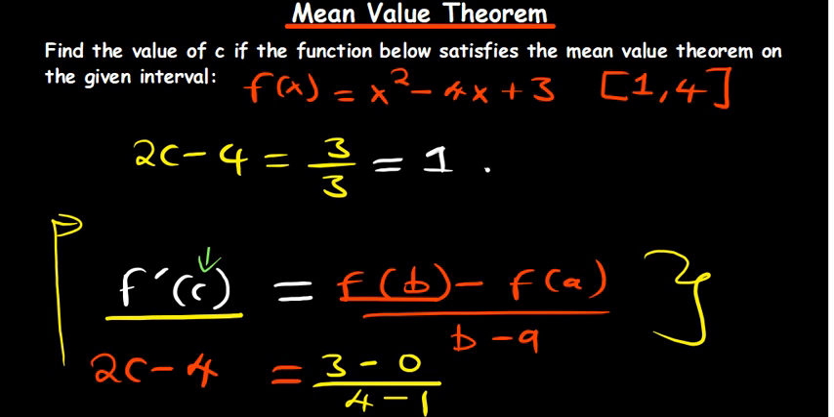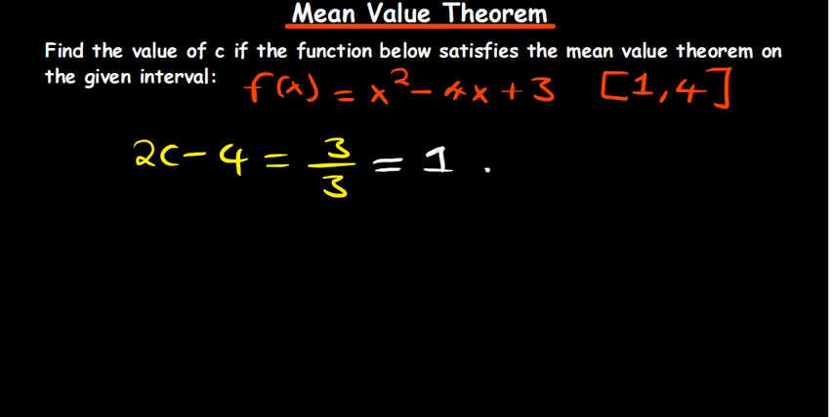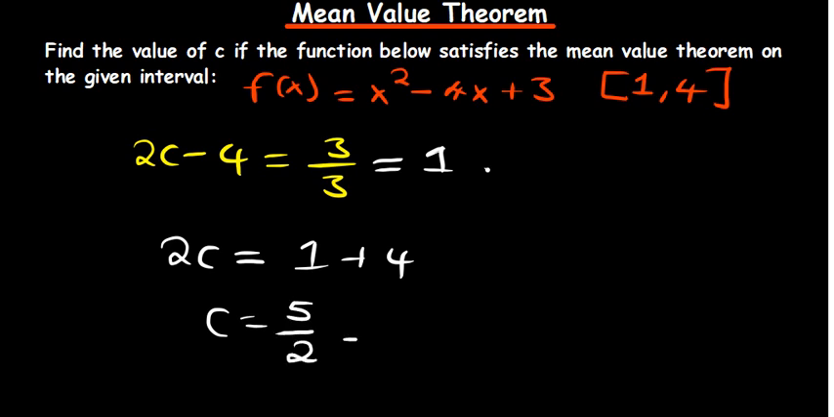So we can now simplify it. Simplifying that, what we expect is 2c to be equal to 1 plus 4, and then c is equal to 5 over 2, which you can divide to give you 2.5. So we've basically found the value of c, where we expect the mean value theorem to apply. Okay, so this is how simple the mean value theorem is.